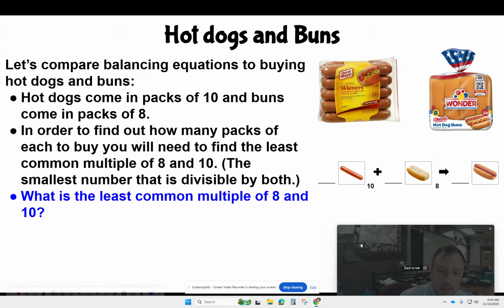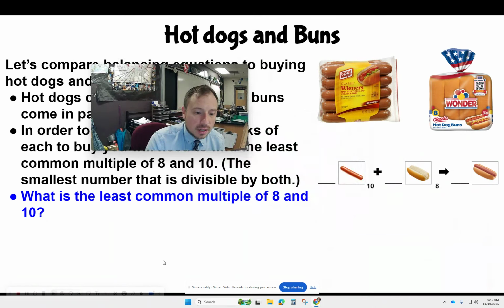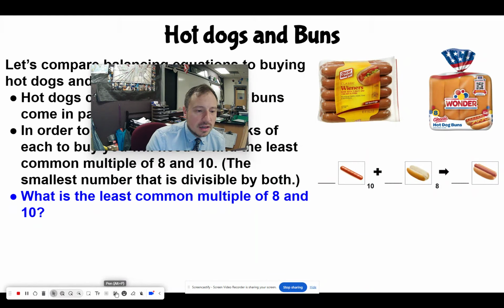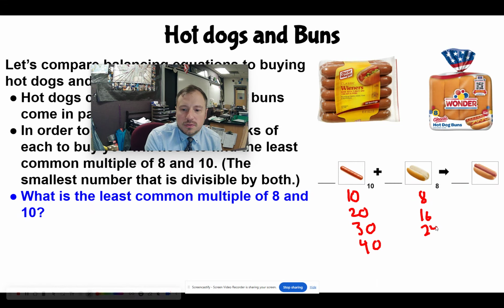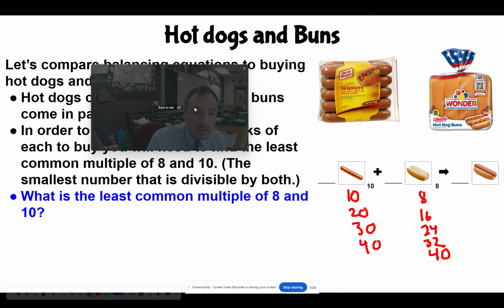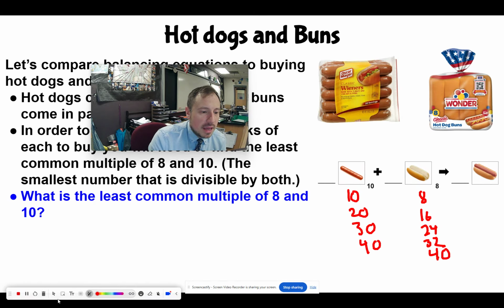So if we're looking at this, and I'm just going to fill this out real quick here, right? So if I come in here, right, the least common multiple, there's different ways to do this, but I'm just going to count them out, right? So hot dogs, well, I got 10, 20, 30, 40. Okay, now let's go by 8s here. So 8, 16, 24, 32. Okay, now I'm at 40, right? So that's the least common multiple of 8 and 10.